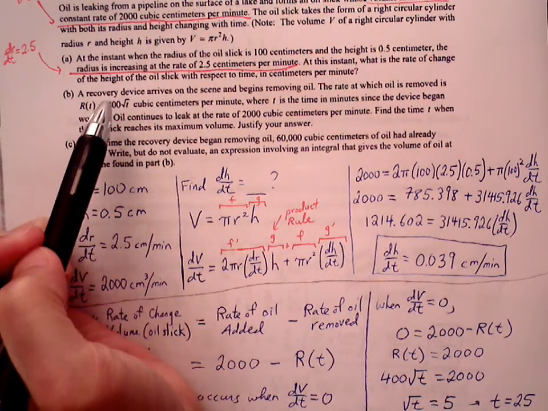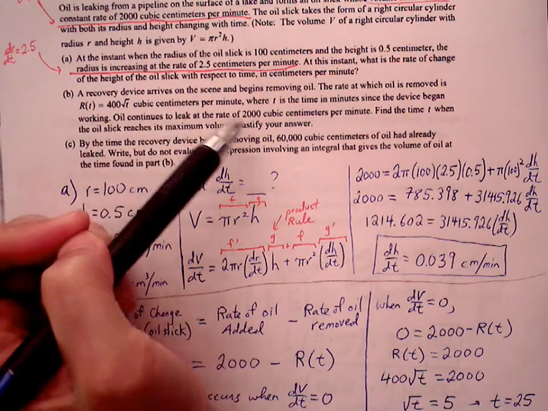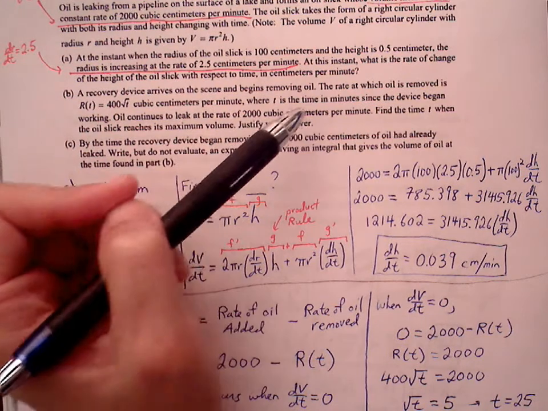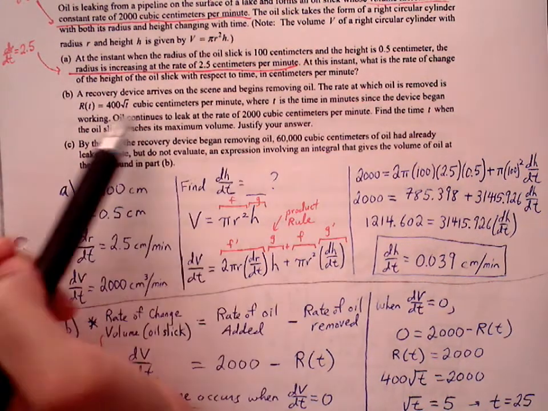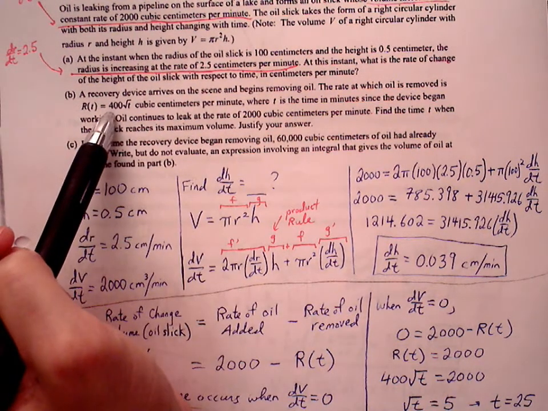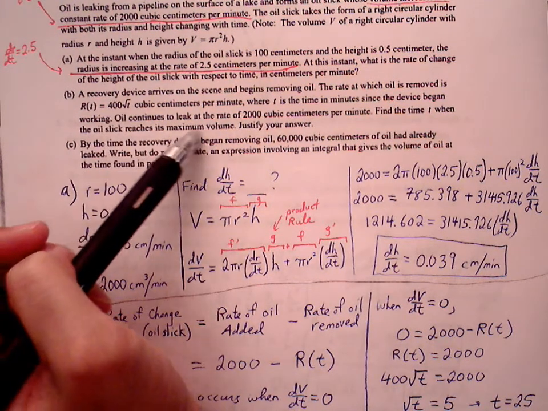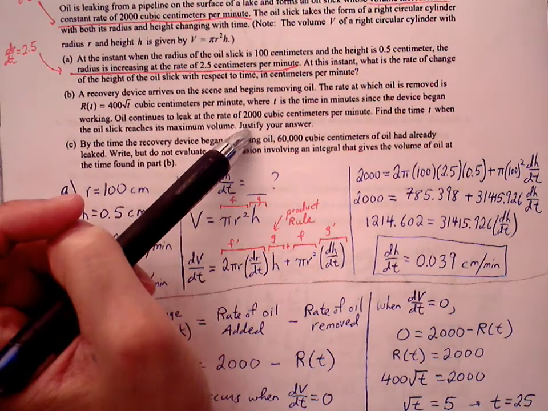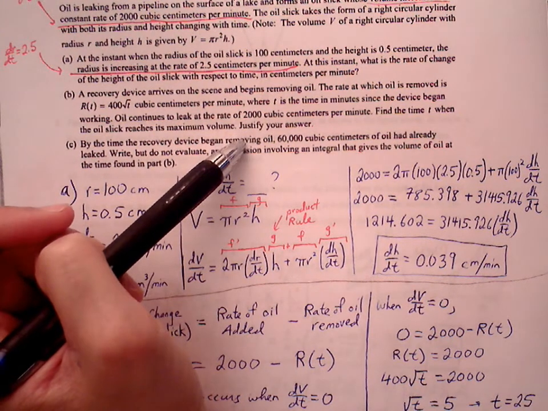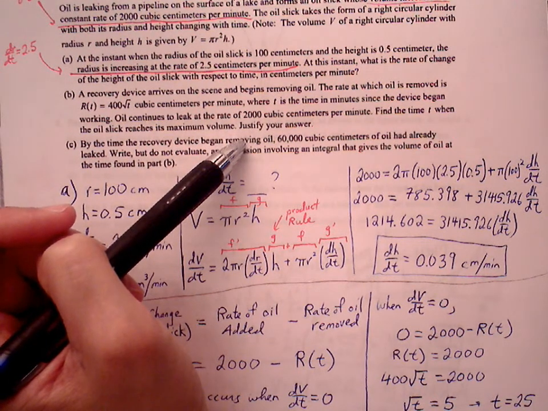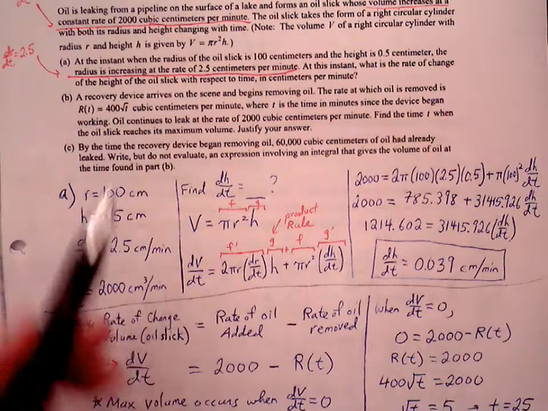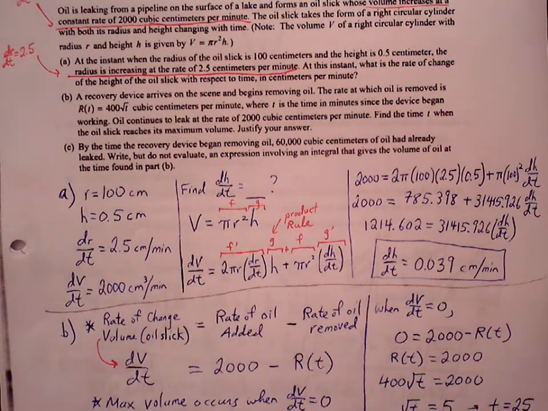Okay, part B, a recovery device arrives on scene and begins to remove oil. The rate at which oil is removed is R(t), where t is time in minutes since the device began working. Oil continues to leak at a rate of 2,000 cubic centimeters per minute. Find the time when the oil slick reaches its maximum volume. So here's what's happening.